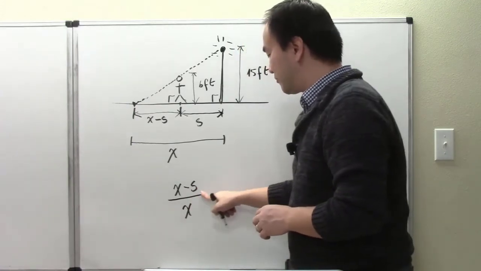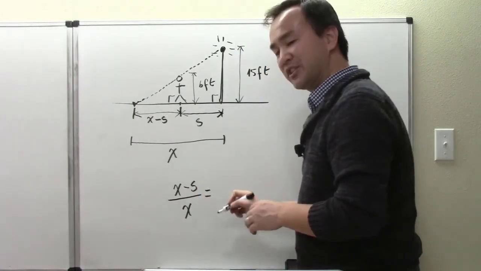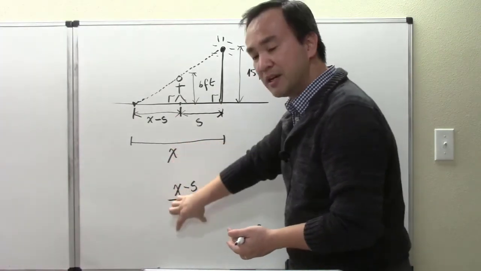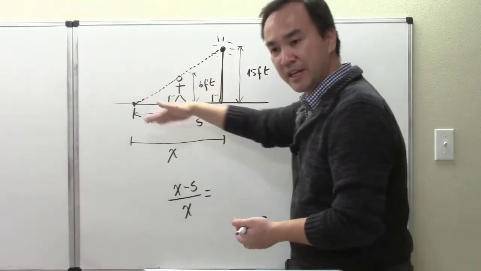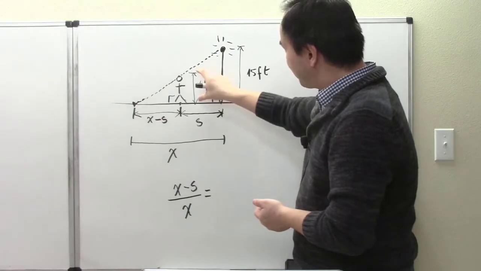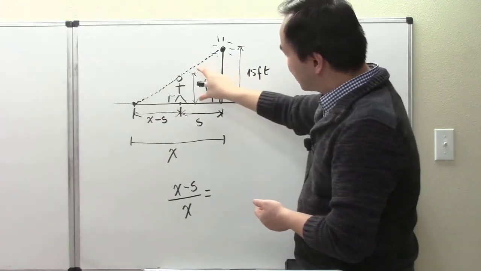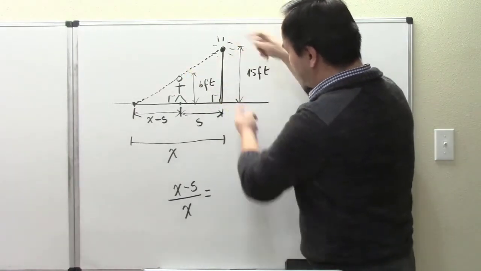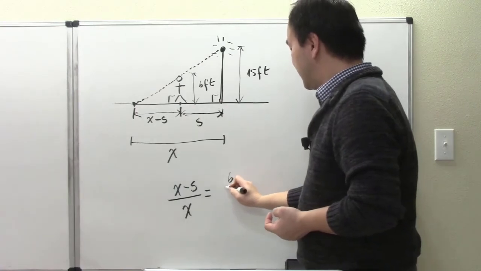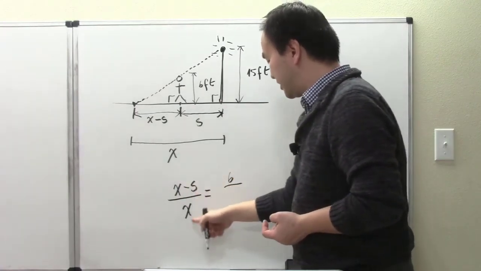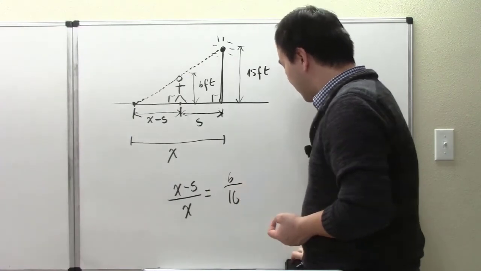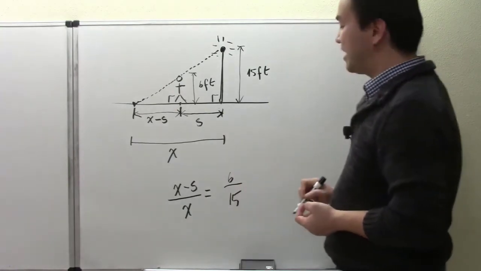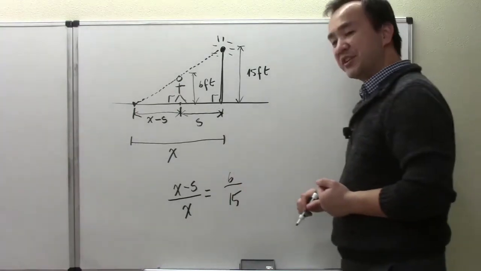The rule of similar triangles guarantees that once you set up a ratio here, that ratio should be the same for the rest of the other corresponding pairs of length. On the other corresponding pair of length, we're looking at 6 feet. The woman's height is in ratio with the light pole's height. So 6 over 15 is an equal ratio with x minus s over x. So we have a ratio constraint right here.